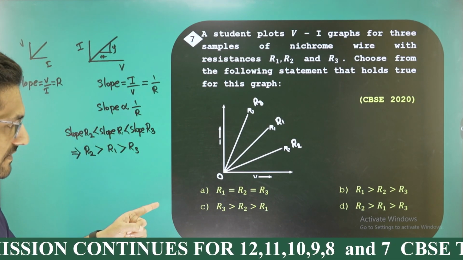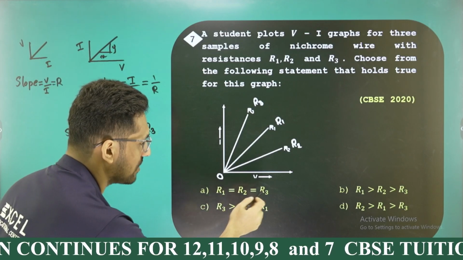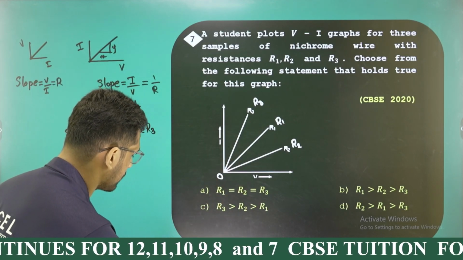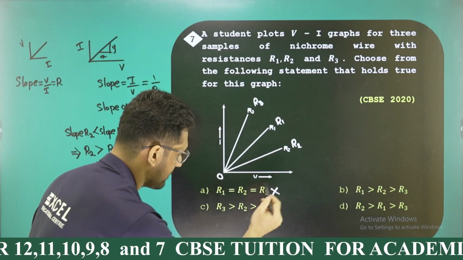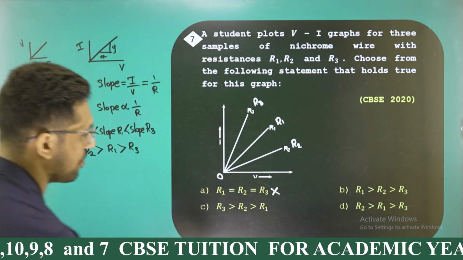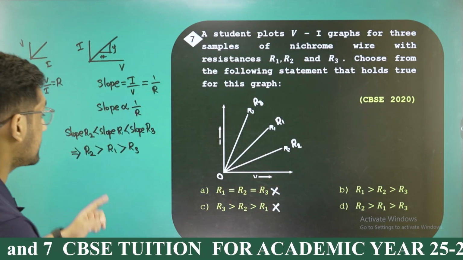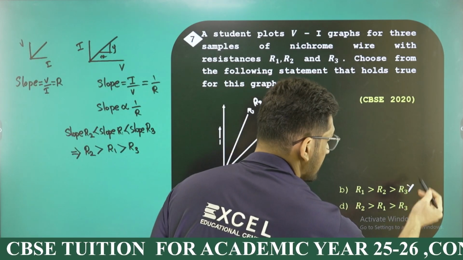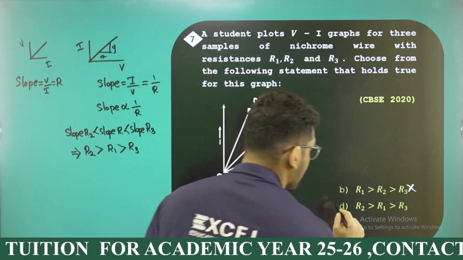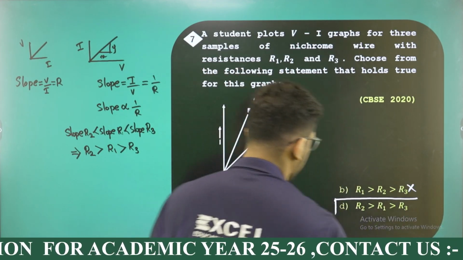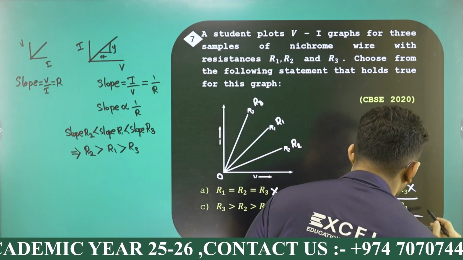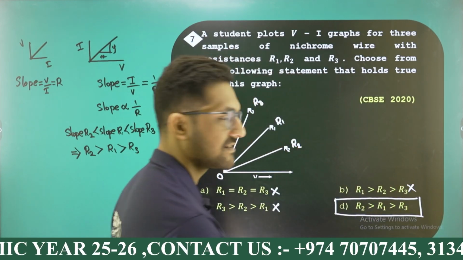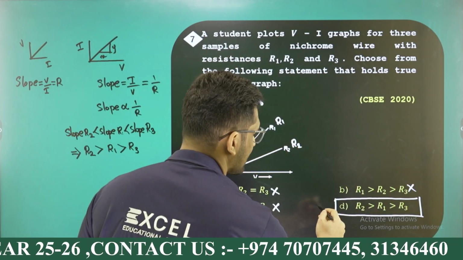Look at the options. R1 equal to R2 equal to R3: definitely not true. That is not our option. Then R3 is greatest. No, that's not it. R1 is greatest. No. So what is our answer? Our answer will be D: R2 is greater than R1, which is greater than R3. So this will be our correct answer. Right? Okay. So that's it.